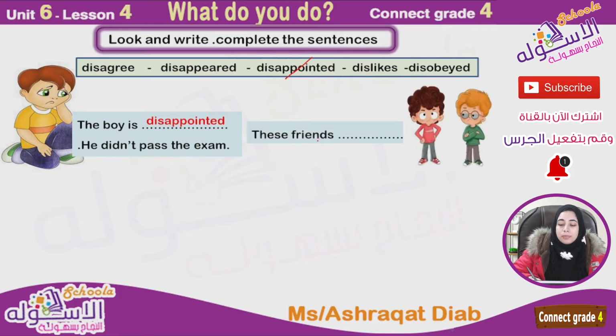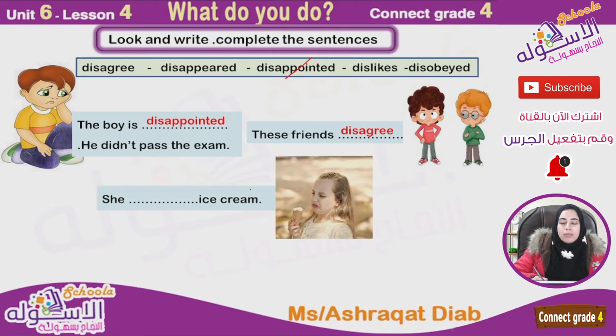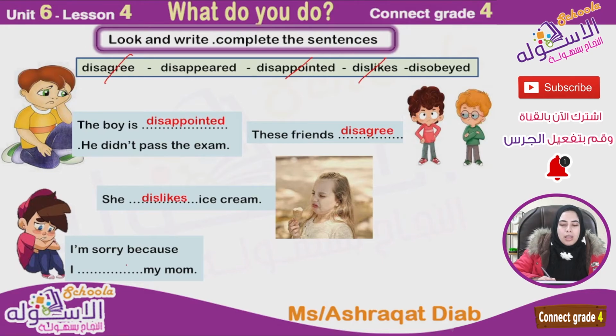Okay. What about the next? These friends. Look at these friends. They are disagree or disappeared or dislikes or disobeyed. They disagree. Very good. Disagree. Okay, the next one. She ice cream. Huh? Look at her. Now we talk disagree. Okay? So she disappeared, dislikes, or disobeyed ice cream. What do you think? Great. Dislikes. Yes, she dislikes ice cream. The next. I'm sorry because my mom.